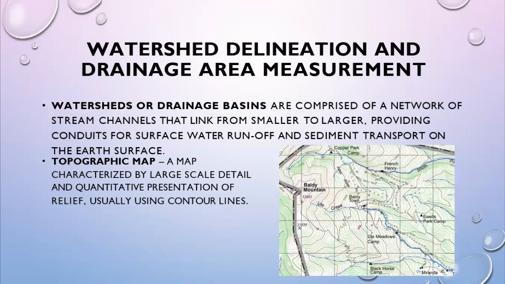Watershed delineation and drainage area measurement. Watersheds or drainage basins are comprised of a network of stream channels that lead from smaller to larger, providing conduits for surface water runoff and sediment transport on the Earth's surface. Topographic map: a map characterized by large-scale detail and quantitative presentation of relief, usually using contour lines. So here's an example.